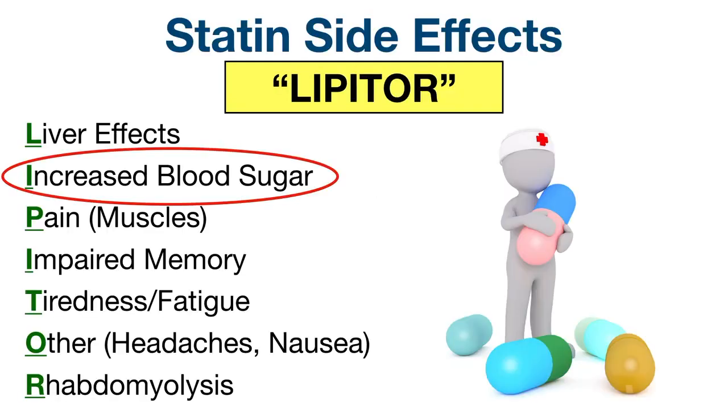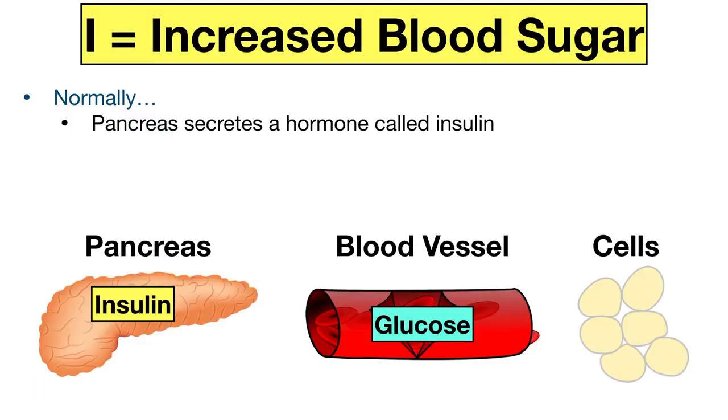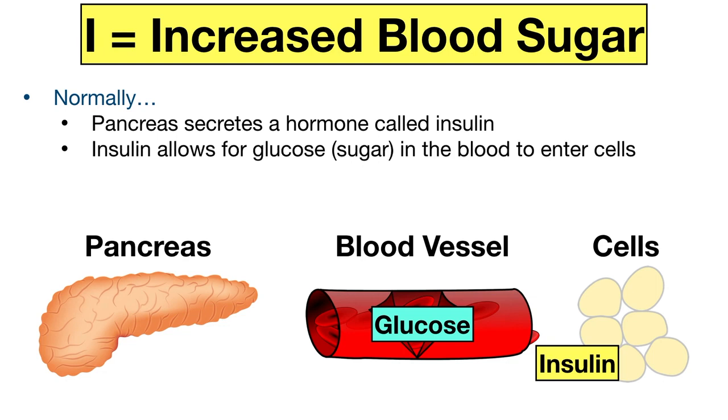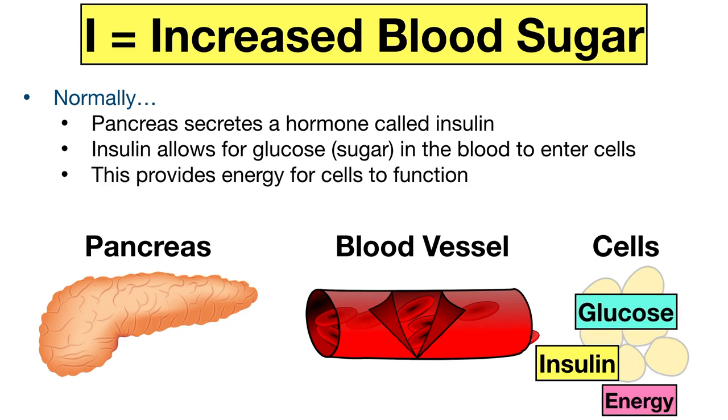The next side effect is the first I in Lipitor, which stands for increased blood sugar. Normally, the pancreas produces and secretes a hormone called insulin. After insulin is secreted by the pancreas, it binds to insulin receptors on cells, which allows for cells to take up glucose from the blood. As glucose in the bloodstream enters the cells, they use the glucose as a form of energy to help the cell function.